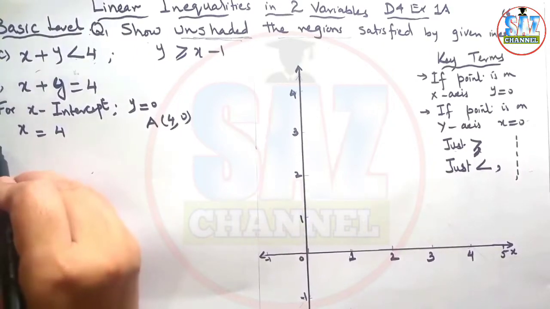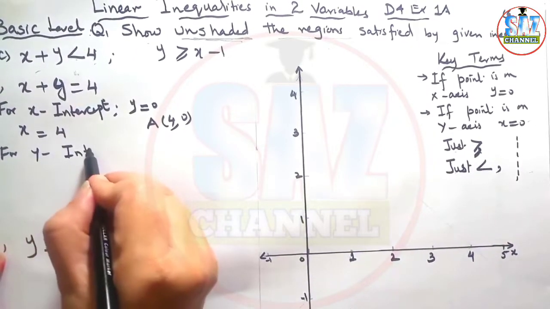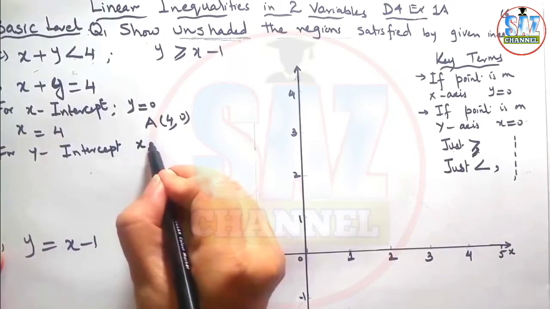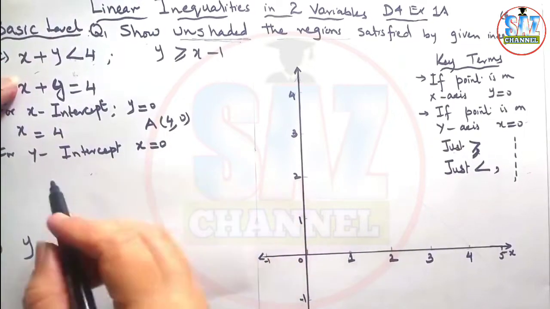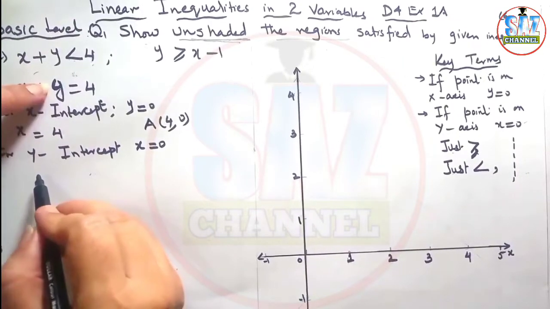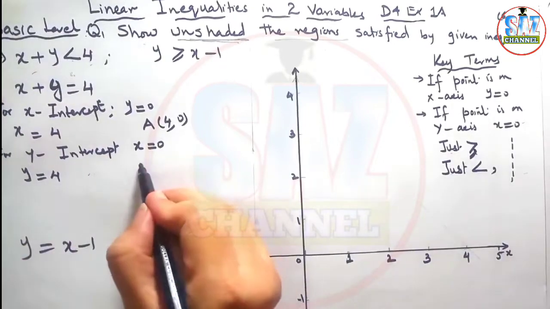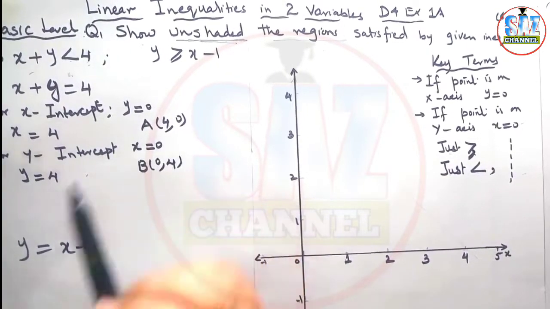And for the y-intercept, we have to replace x equals to 0 in the given equation. When I'm replacing x equals to 0, I'm getting y equals to 4. So the second point is 0 with 4.